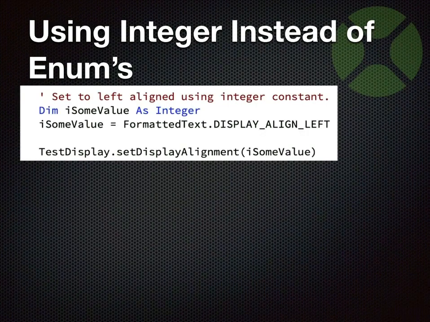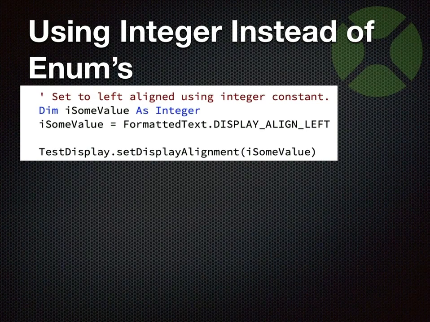Now, I expect this one to be fairly controversial for some people. So, there's code, and in the current existing Xojo framework, there's some of this too, where, okay, in this case, I'm assigning a constant, which is an integer. iSumValue is FormattedText.DisplayAlignLeft. From experience, I know that's a 0, which is fine. And then I'm sending that into SetDisplayAlignment.